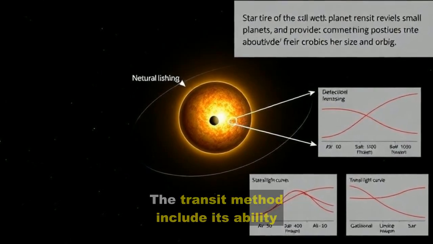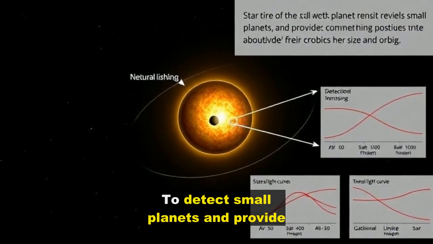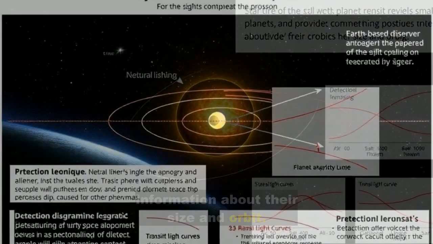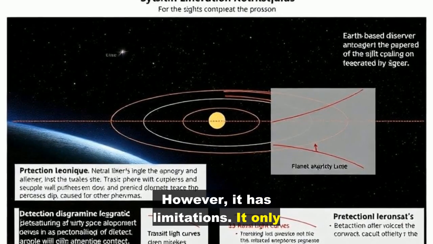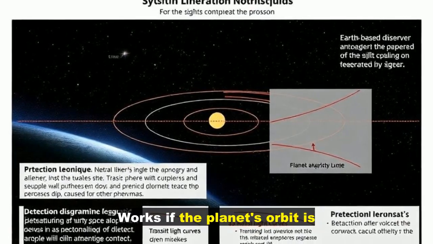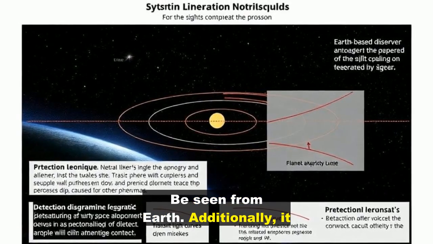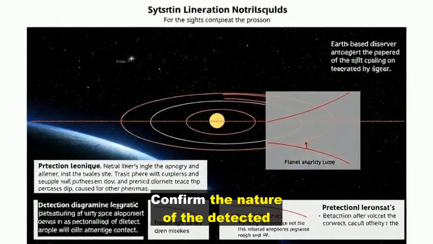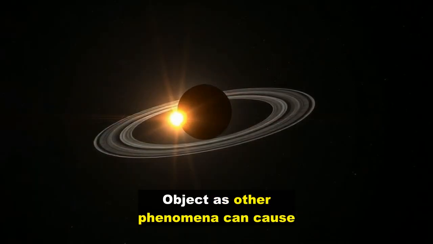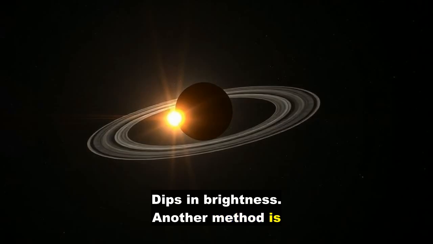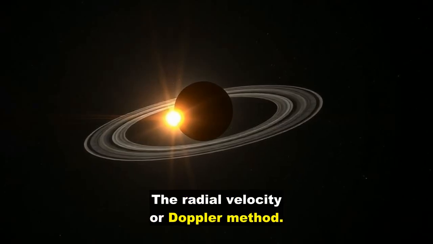The advantages of the transit method include its ability to detect small planets and provide information about their size and orbit. However, it has limitations. It only works if the planet's orbit is aligned just right for a transit to be seen from Earth. Additionally, it can be tricky to confirm the nature of the detected object, as other phenomena can cause similar dips in brightness. Another method is the radial velocity, or Doppler method.